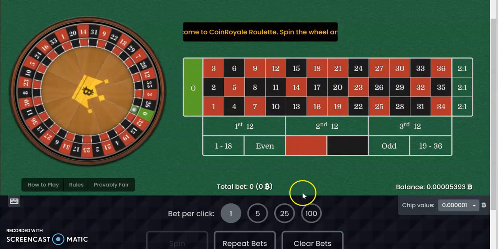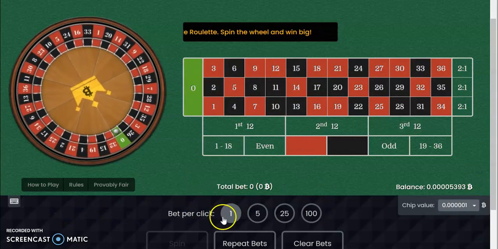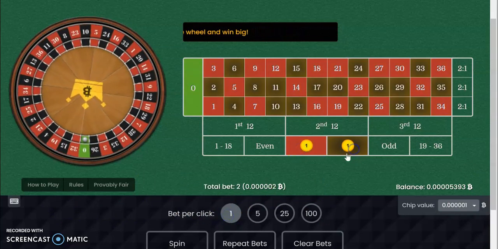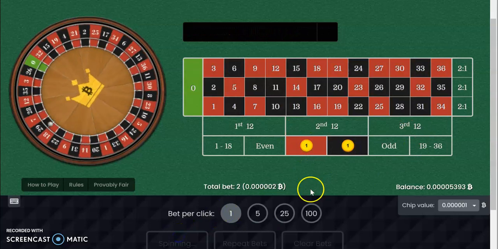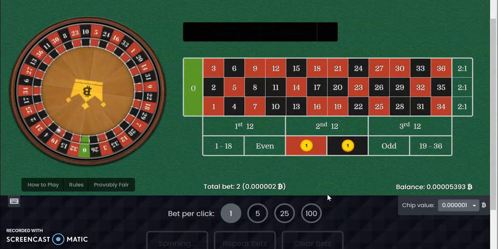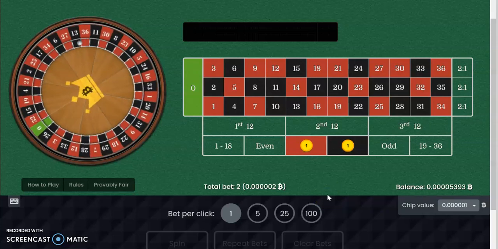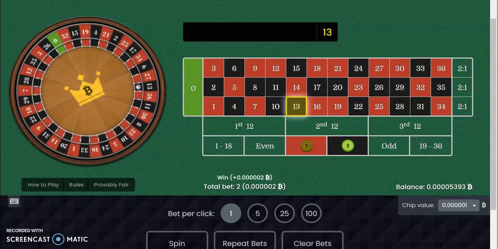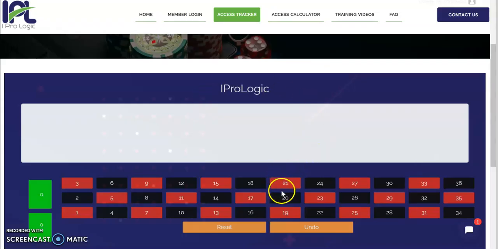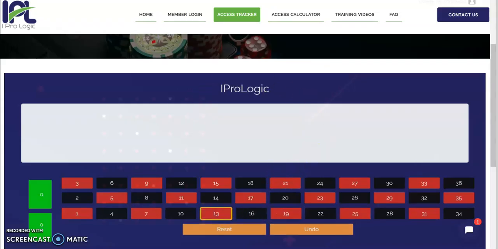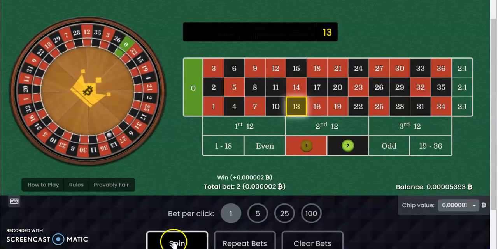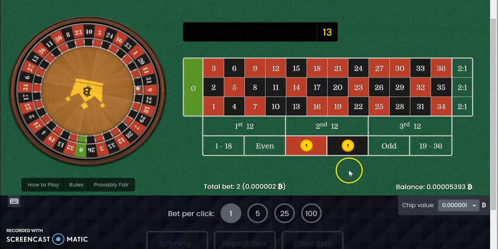So let's use this as a demonstration as if we were playing with $1 bets. We're going to put one on red, one on black, obviously, because we need to get the numbers to be populated. I want to keep this video as short as I can, so I just want to show you once I get the number, in this case it's 13, I'm going to put this into the tracker, and I'm going to spin again.